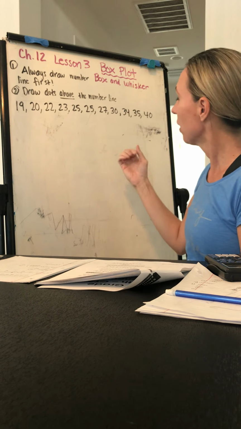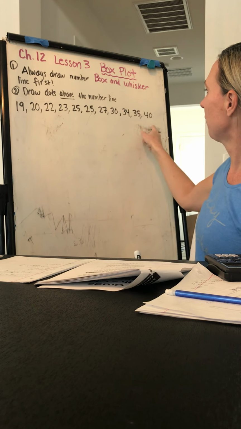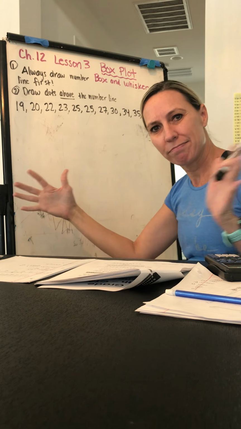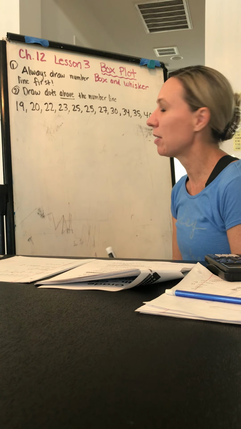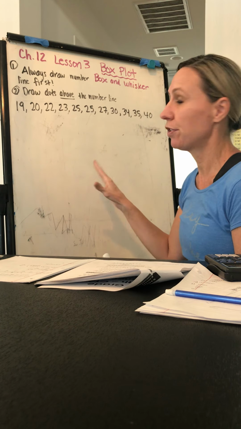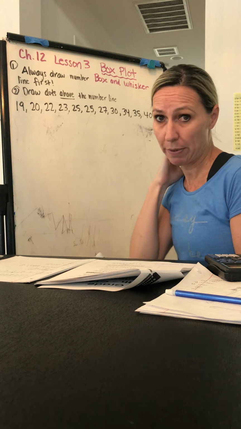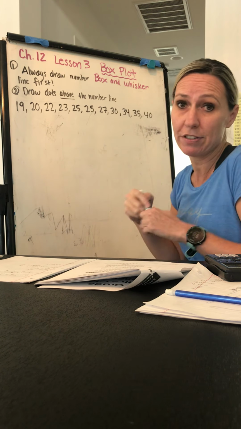When it's in order, you look at the data. I can see it goes from 19 to 40, so that's about 20, the range is about 21. So I'm going to choose to go by 5s. You could probably choose to go by 2s. So you have to decide your interval.